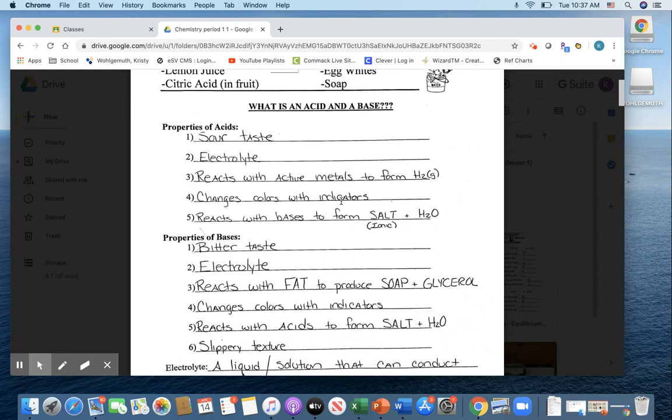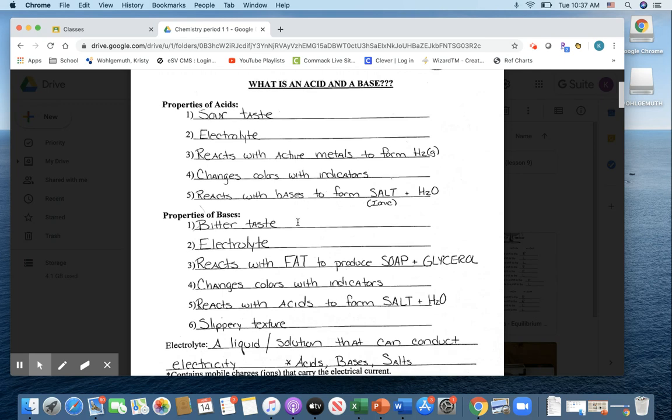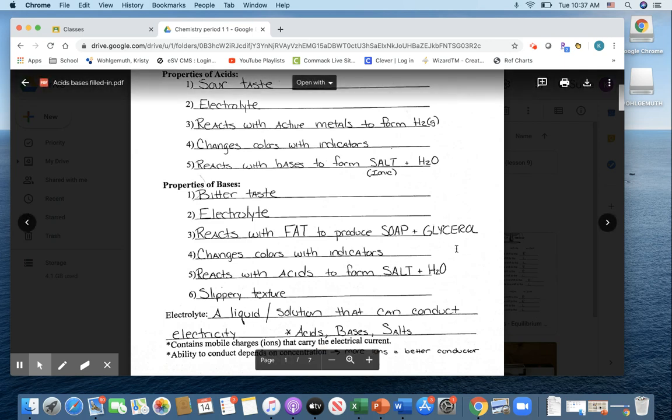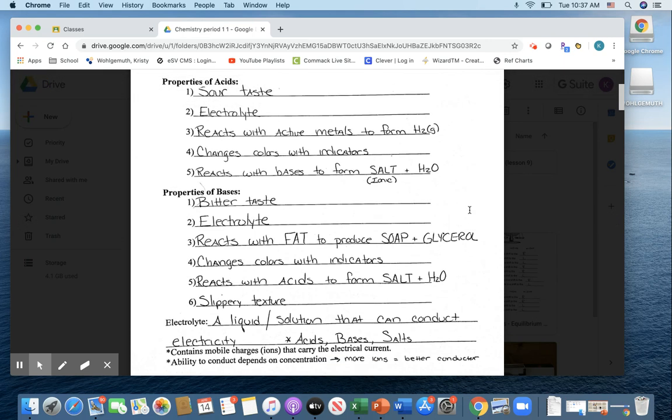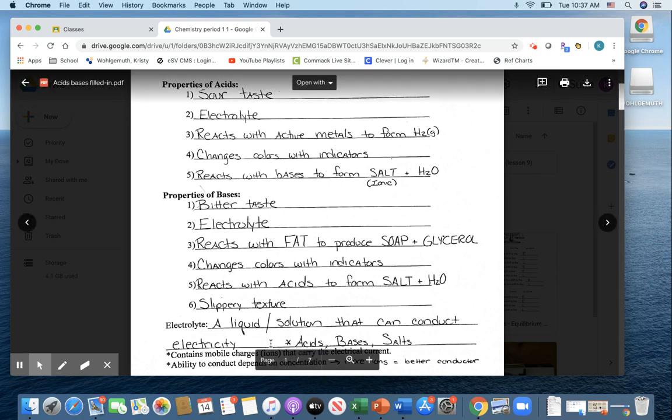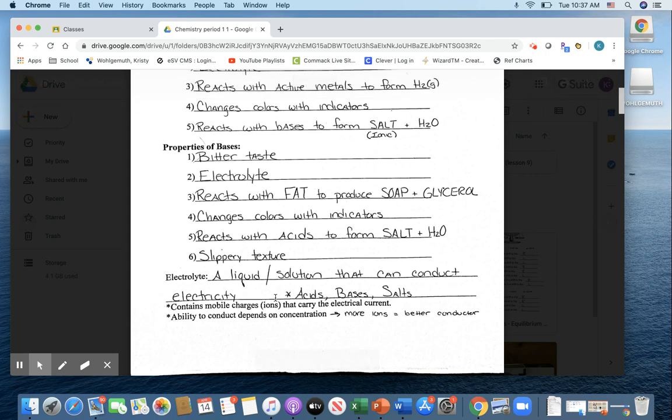An electrolyte, okay? Acids are electrolytes, as are bases. At the bottom, I have the definition. An electrolyte is a liquid or solution that can conduct electricity. So normally when we discuss electrolytes, it's a substance that when you dissolve it in water, you're able to conduct electricity with it. So if you have anything with mobile charges, remember that's our definition for anything that can conduct electricity. It has mobile charges.